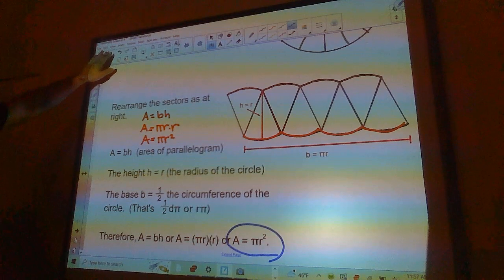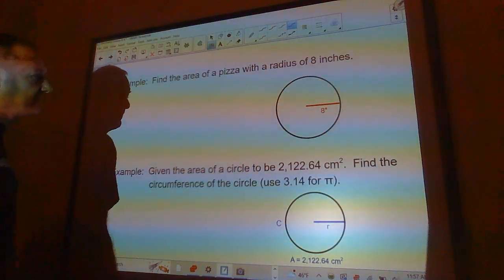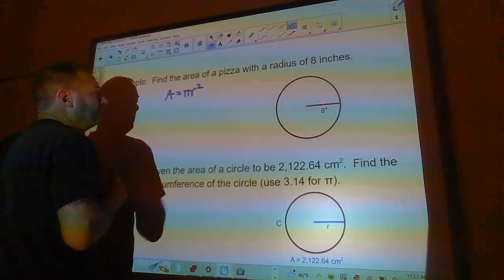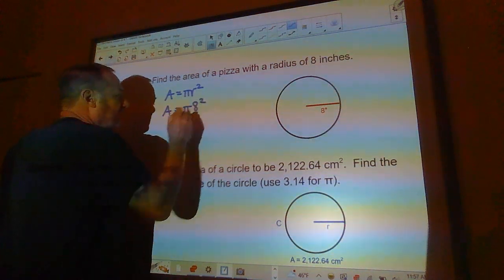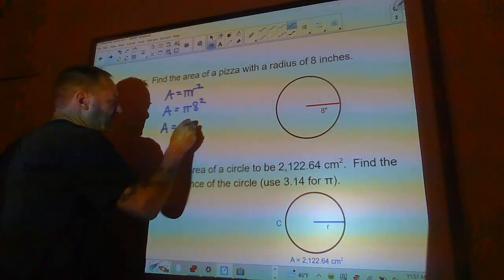Okay, that's a big one. You really need to know that. So find the area of a pizza with a radius of 8 inches. So we're going to write down our formula. Area equals pi r squared. Then that's pi times 8 squared, and then that's going to be 64 pi.